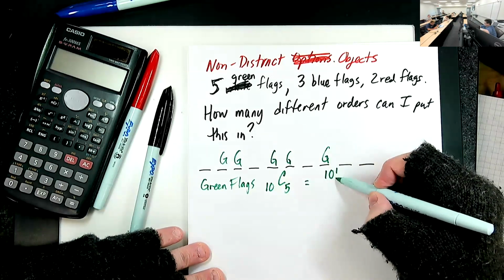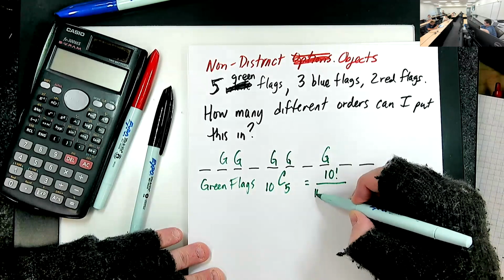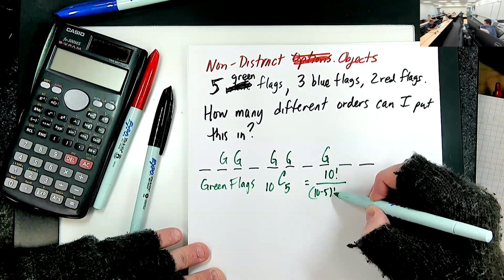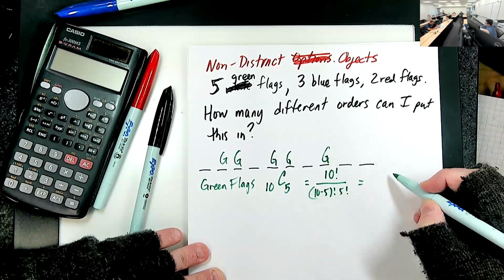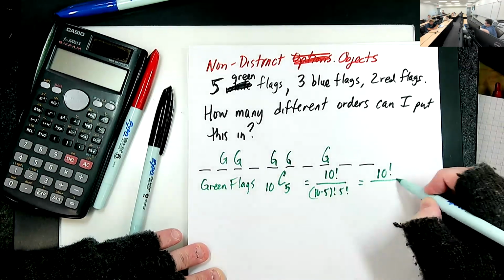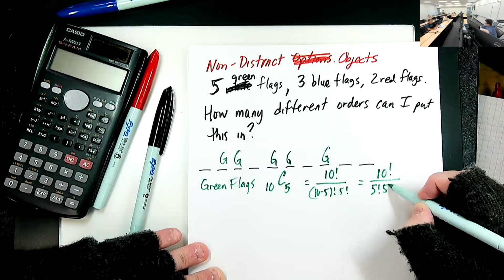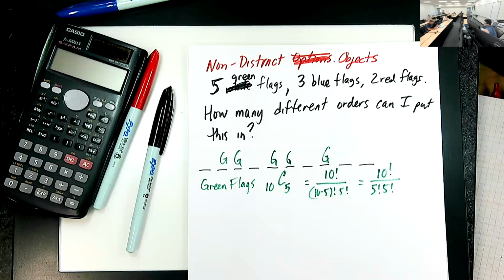So if you write that out, we're not going to clean up the factorials. I'm just going to leave them as they are. This is 10 factorial over 5 factorial, 5 factorial.